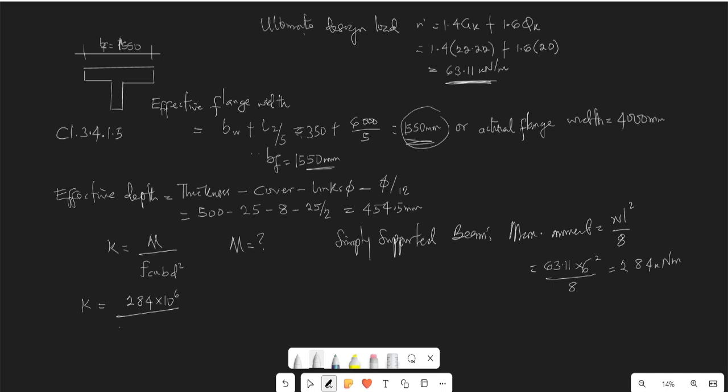All right, the FCU according to the question is given as 40, and the B is 350, if you remember, and the effective depth 454.5. So the answer would be 284 multiplied by 10 raised to power 6 divided by 40 multiplied by 350 multiplied by 454.5 all squared. So that will be 0.098.